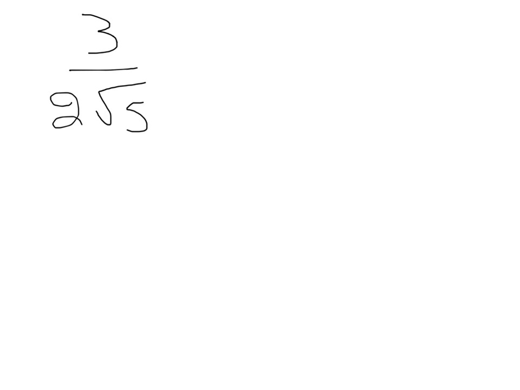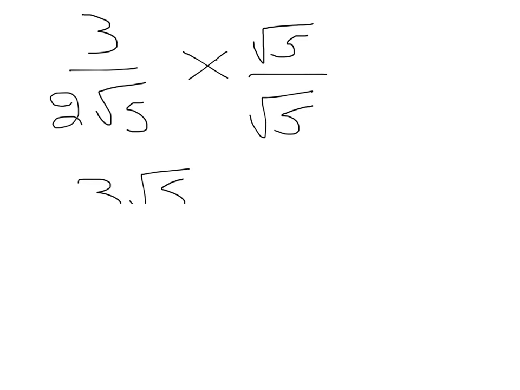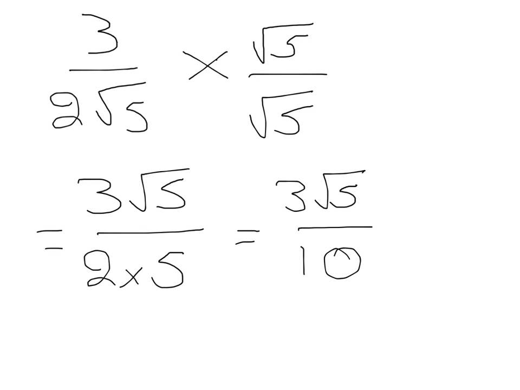Okay, this one's got a little bit more complicated in the bottom. Still going to do the same thing. We're multiplying by the square root that we've got in the bottom. So we're going to multiply by root 5 over root 5. So on the top, that's going to give me 3 root 5. And on the bottom this time, it gives me 2 times 5. So we finish up with 3 root 5 over 10.